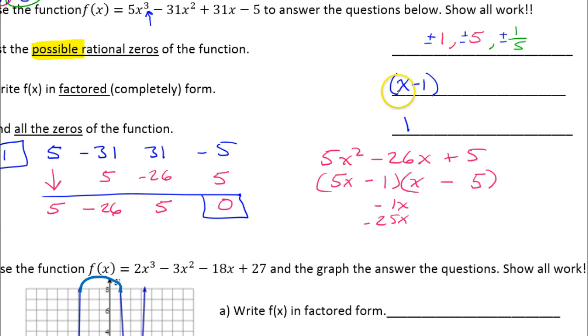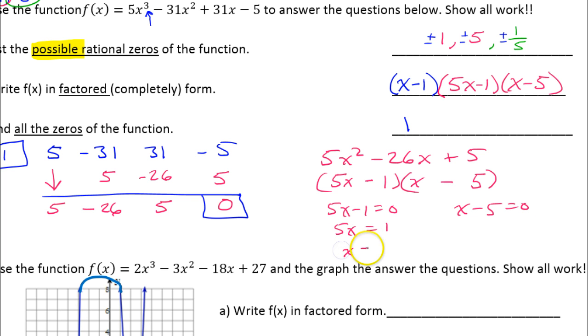So in addition to the x minus 1 that I had right from the beginning, I now have these two additional factors of 5x minus 1 and x minus 5. If I set these equal to 0 and solve, for example, if I set 5x minus 1 equal to 0, that's going to give me 5x equals 1 and x equals 1/5. And of course I get x equals 5 from this one.